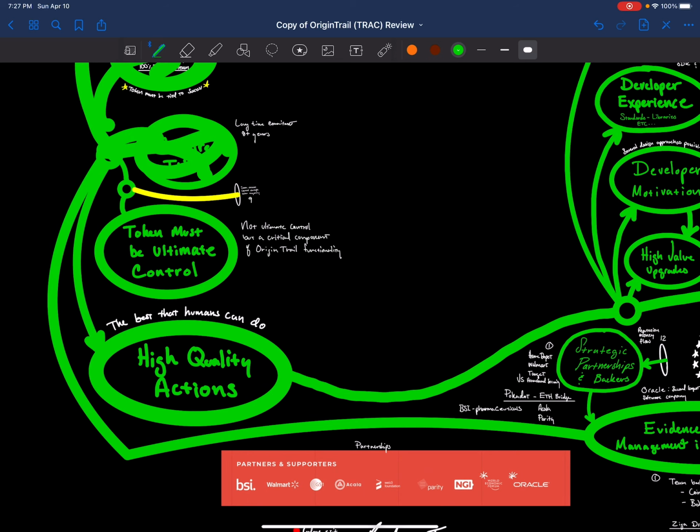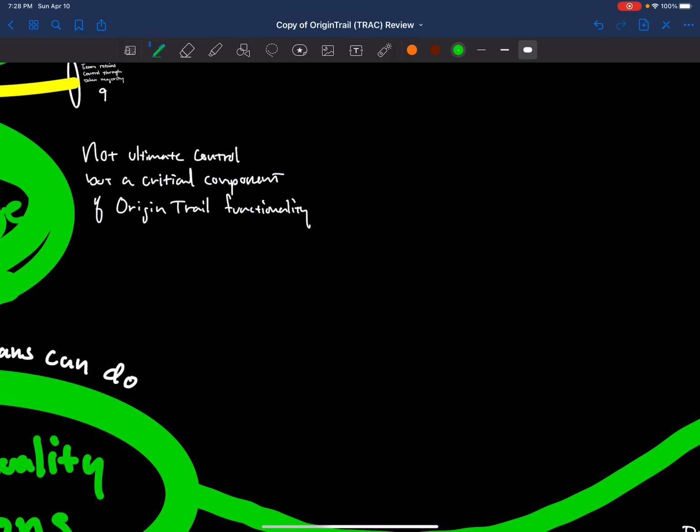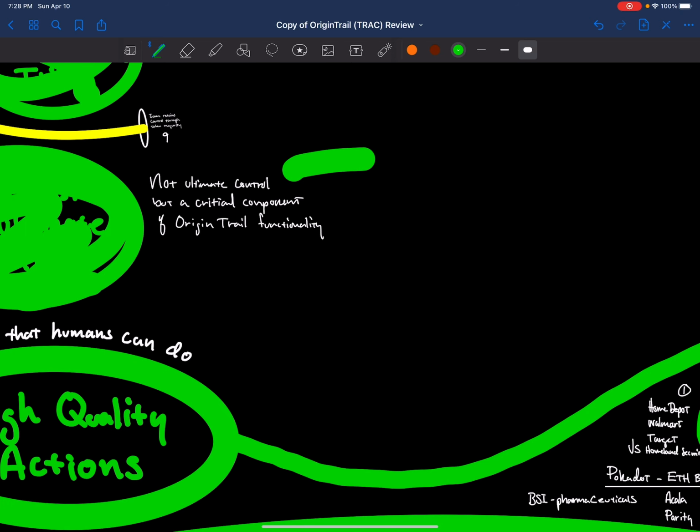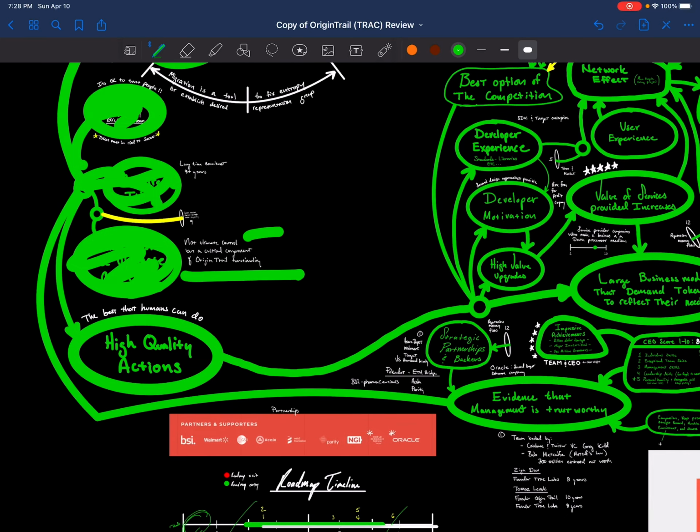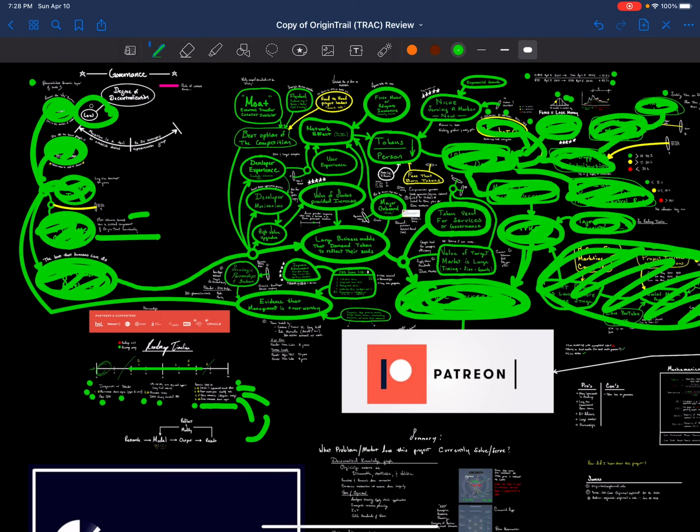But these people have been working for 8 years. That's why all this stuff is green. Is the TRAC token the ultimate control? It is not really. The token is not the ultimate mechanism of control, but it is a critical component of OriginTrail functionality. And they have been working on this for 8 years. So once again, I don't think they're going to run off with the business model or just run off to do something new. I don't think that's the case. That's why everything is green on the governance side of things.